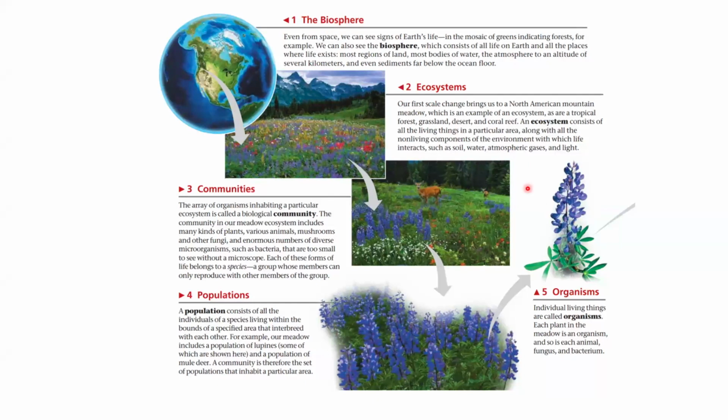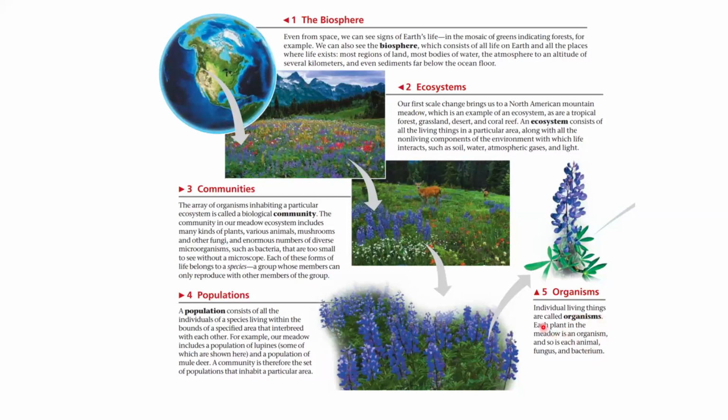And then we're slowly, gradually zooming in, going from the biosphere to the ecosystem. An ecosystem is all living things in a particular area. Then we're zooming in even more, going to community, where the array of organisms inhabiting a particular ecosystem is called a biological community. And then within a community, we zoom into population. A population consists of all the individuals of a species living within the bounds of a specified area that interbreed with each other. And then zooming in even more, you have organisms.